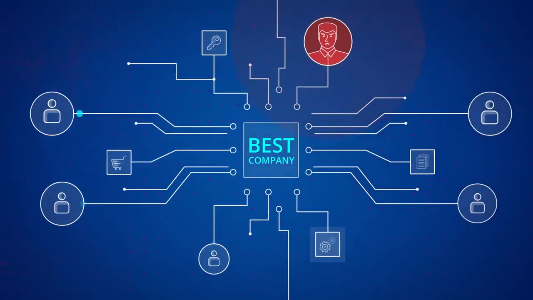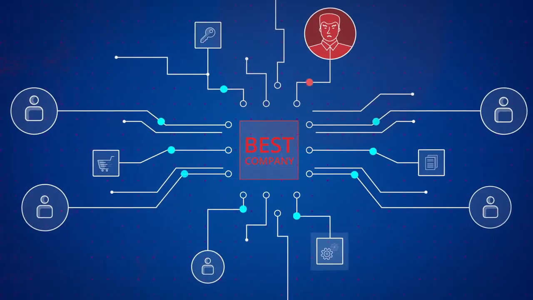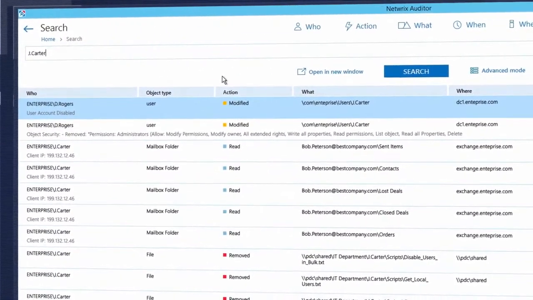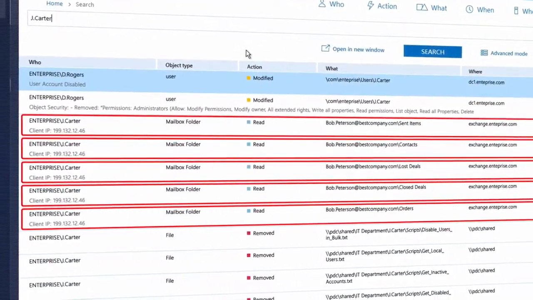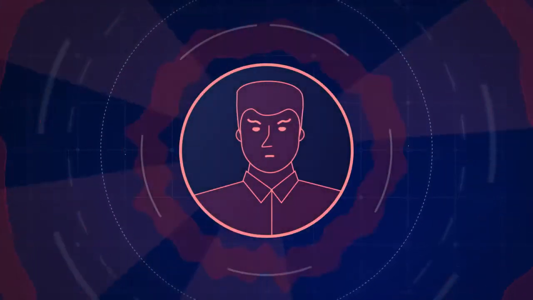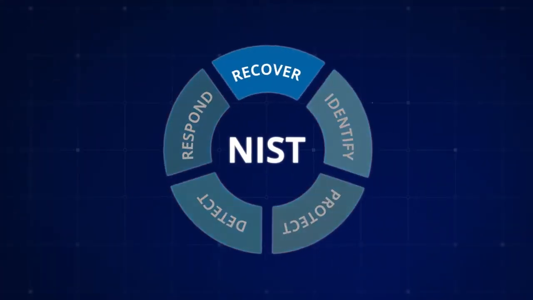What if J. Carter performed other illicit actions in any of Best Company's IT systems? And here we are. He also accessed the CEO's mailbox right before Doug disabled his account. Looks like Rob has just successfully uncovered a security incident. Now, Rob has to recover from it.